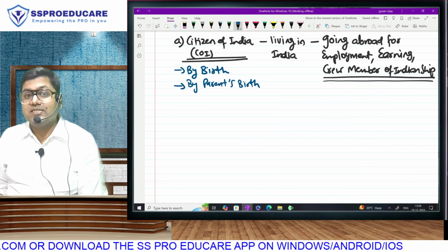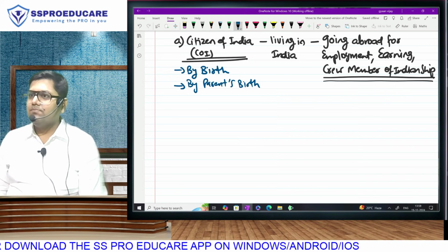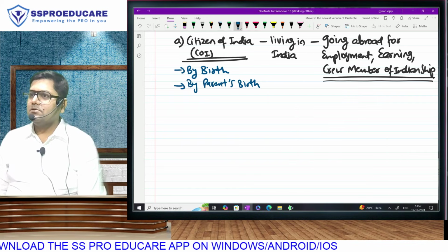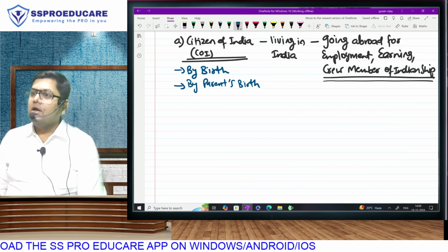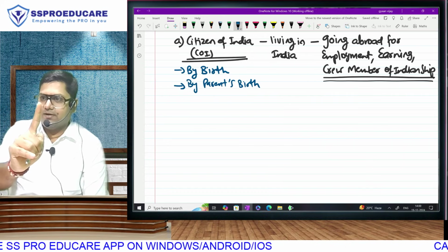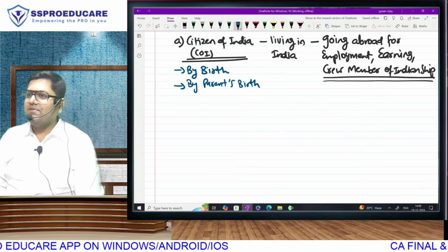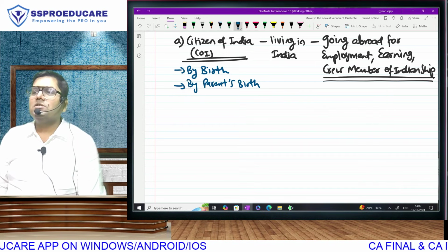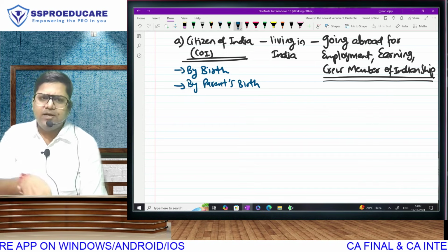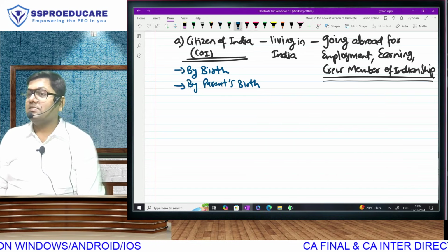One way of becoming a citizen is by birth. Second way: you were born in Iran. Parents? Both in India or anyone? Any one parent also born in India, then you can get Indian citizenship. You have Indian citizenship because, with any one parent also born in India, you can take Indian citizenship. You always had the option of taking citizenship of Iran also.